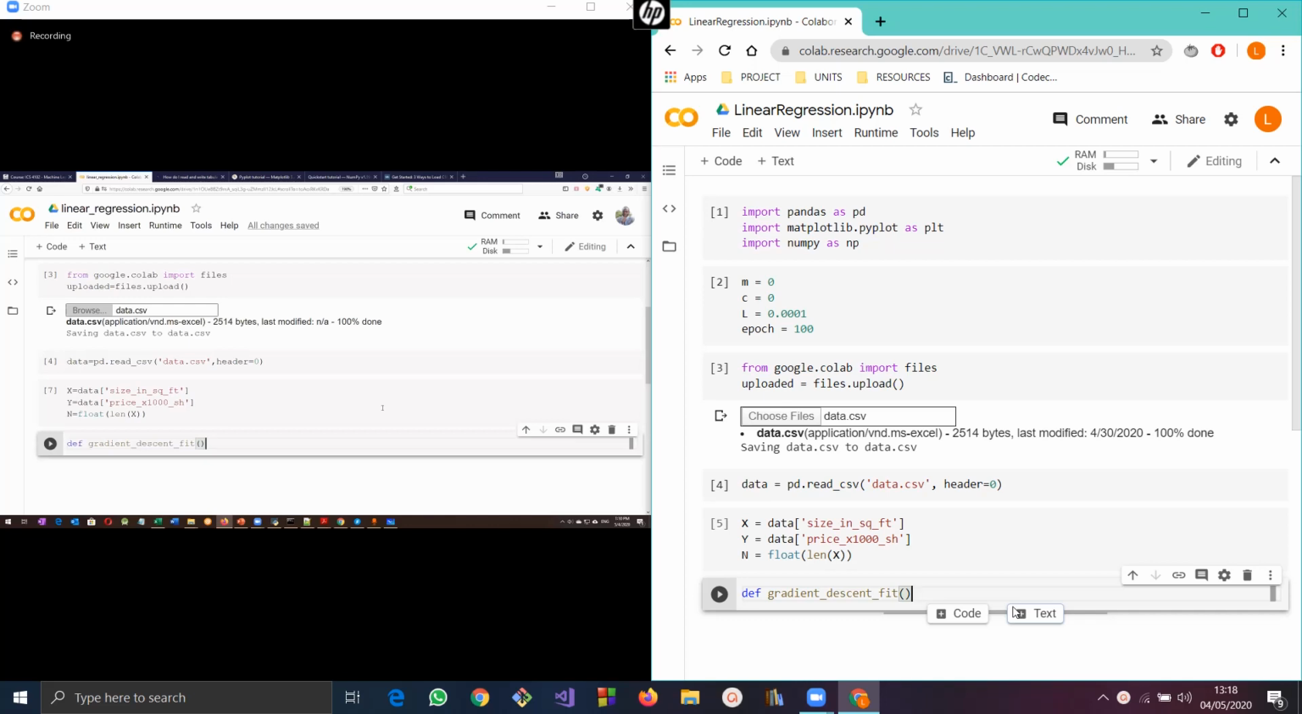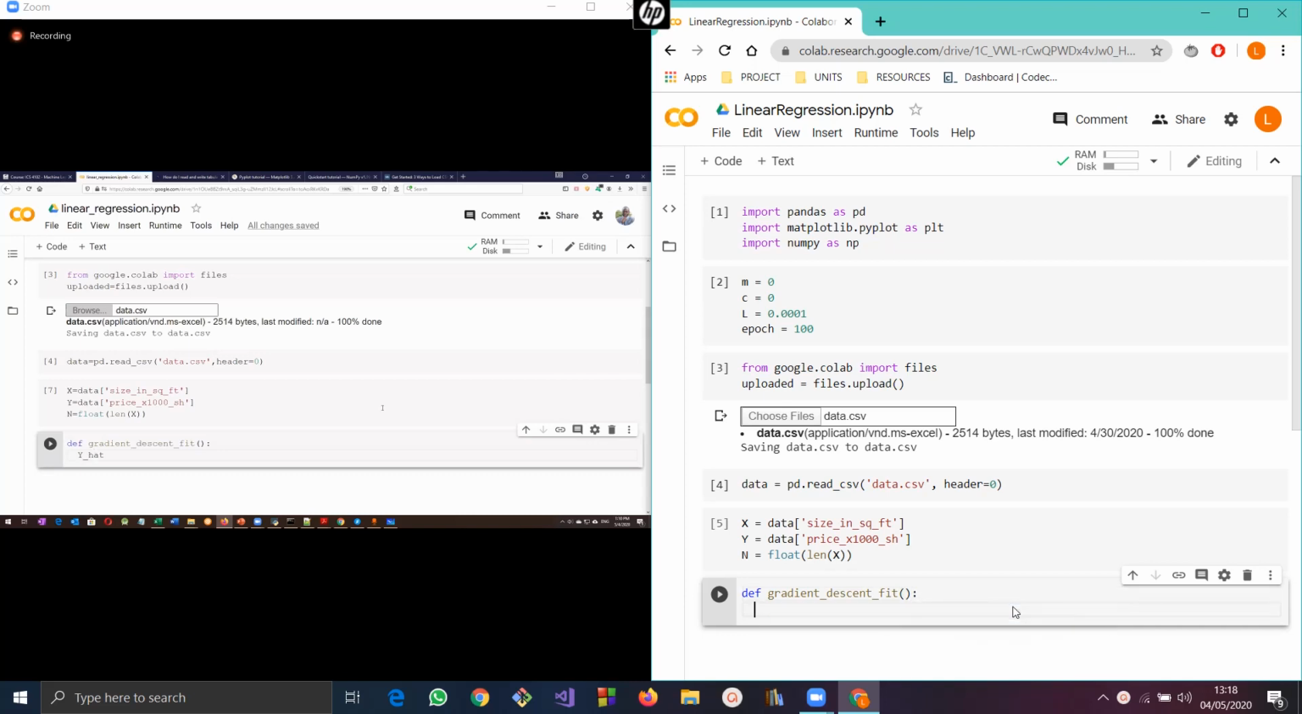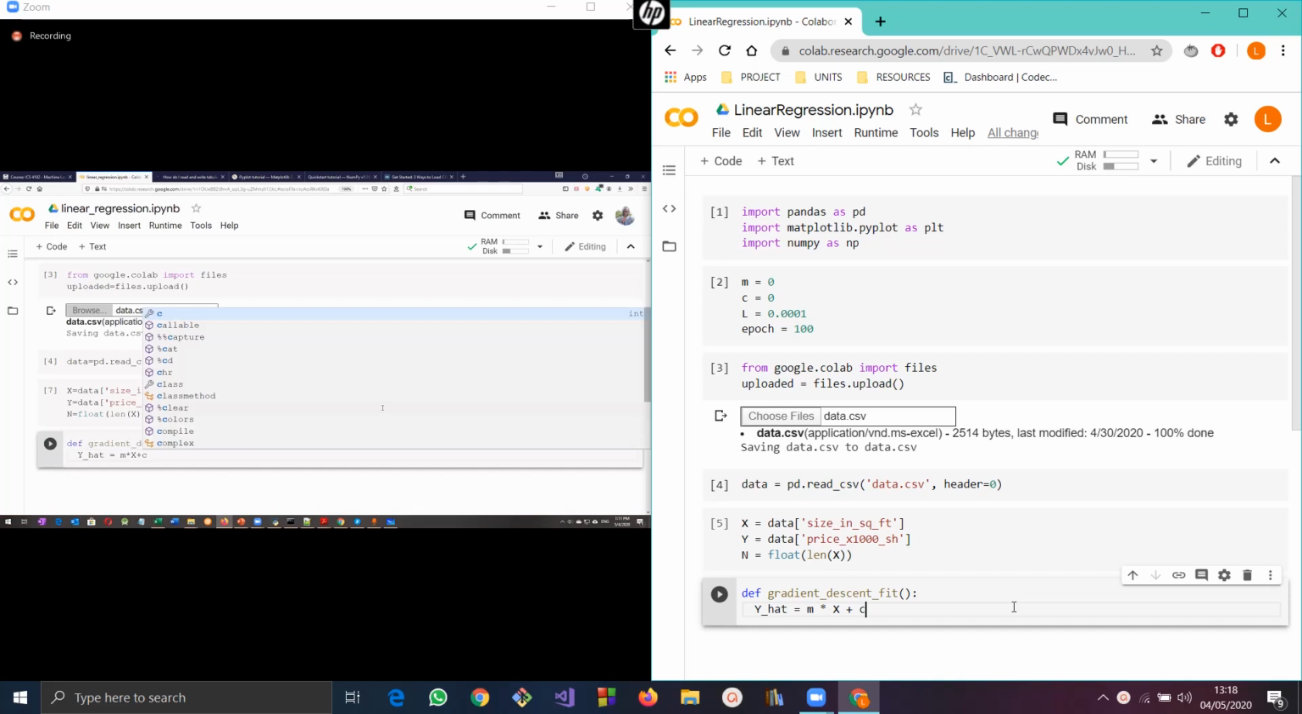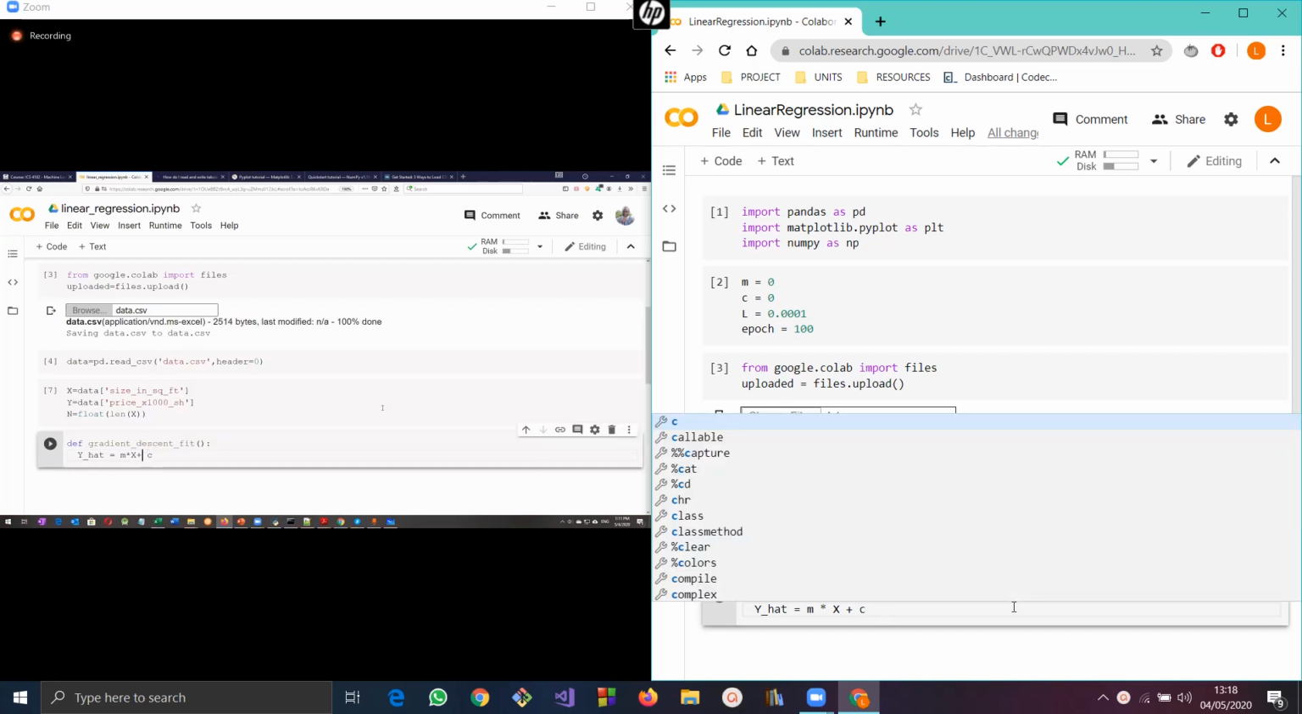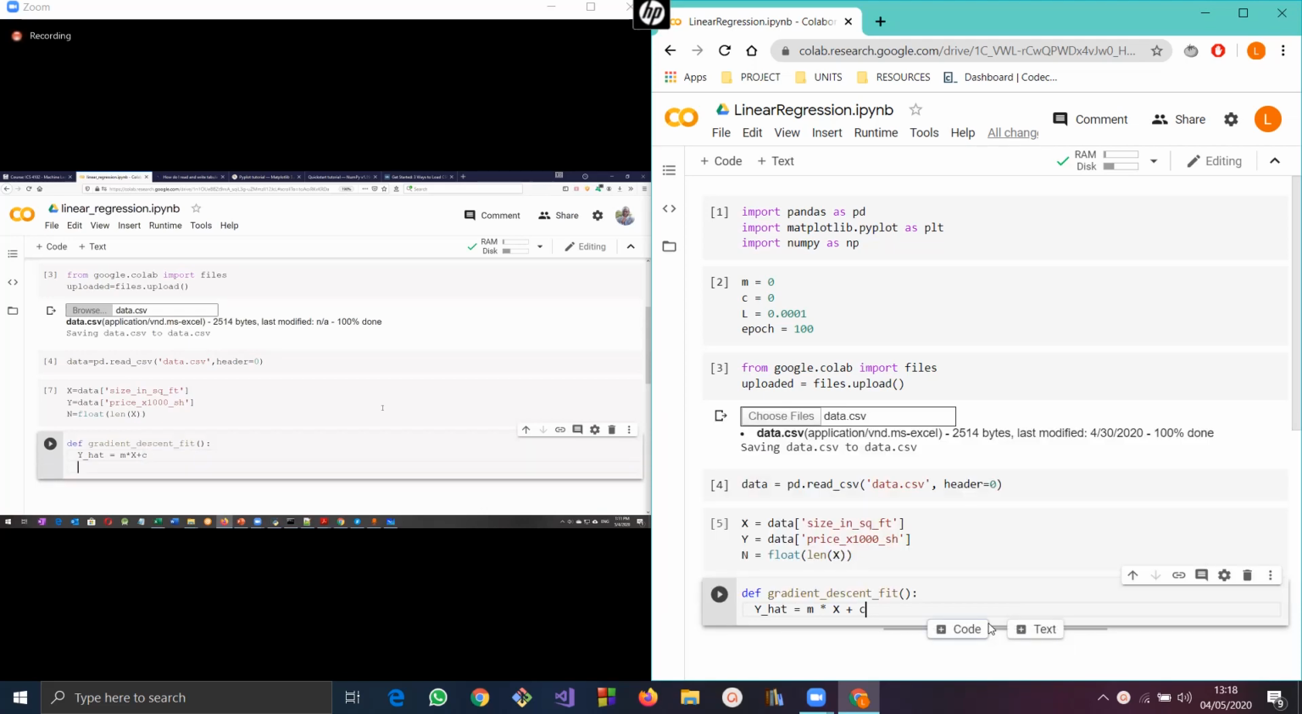I first defined y hat. It's going to be equal to m times x plus c. X is a vector, it has many values in it. Y is equal to mx plus c. That's how we get the prediction. So this is the predicted value, y hat. That's the easiest part.